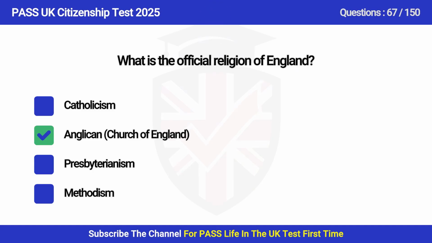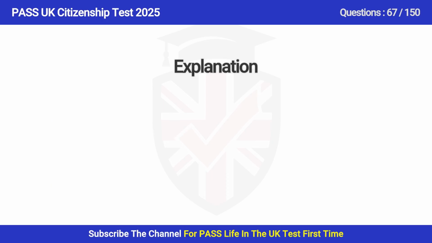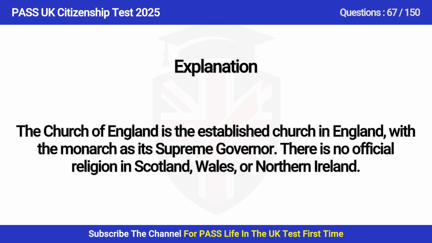Answer is B. Anglican Church of England. The Church of England is the established church in England, with the monarch as its supreme governor. There is no official religion in Scotland, Wales, or Northern Ireland.